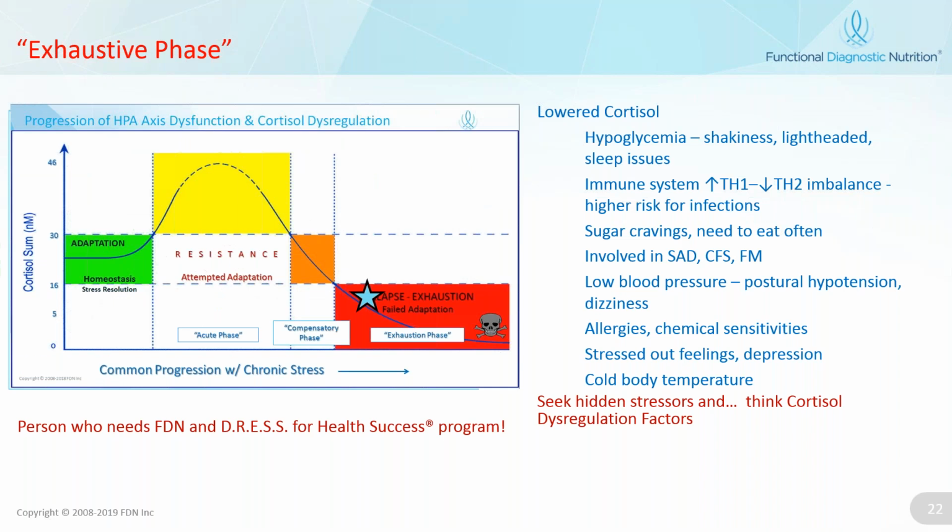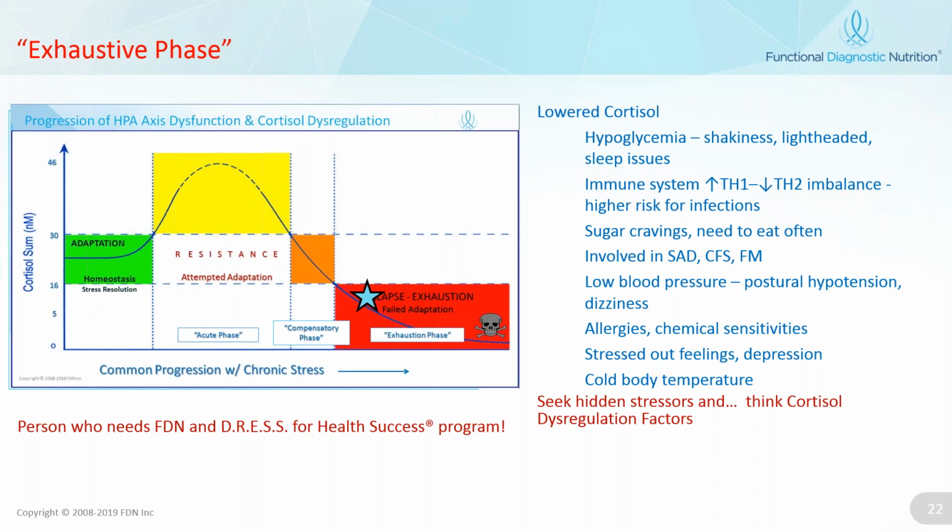A lot of people show up like this with blood sugar issues, immune system issues, cravings, and they don't eat very well. They're involved in things that go along with eating the standard American diet. But there's chronic fatigue syndrome, fibromyalgia, seasonal affective disorder. And then low blood pressure, postural hypotension, dizziness, allergies, chemical sensitivity, stressed out feelings, depression, cold body temperature.